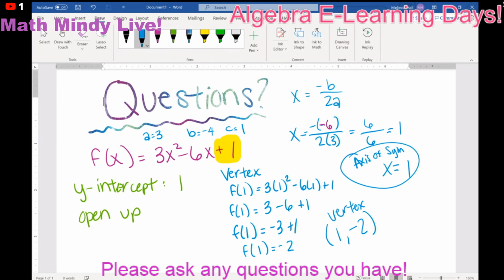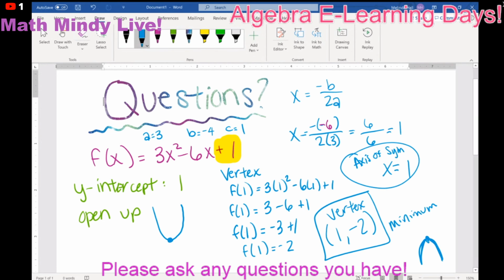It looks like a U, with the vertex at the bottom. Because it opens up, you can tell this vertex would be a minimum, since if it's opening up, your vertex would be at the bottom. If a graph was opening down, then that would be a maximum.